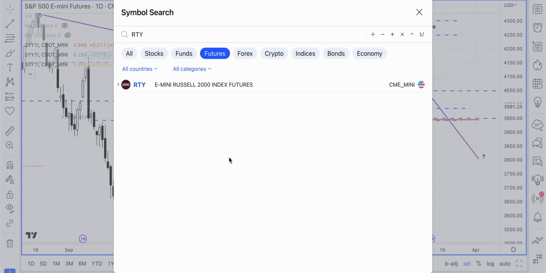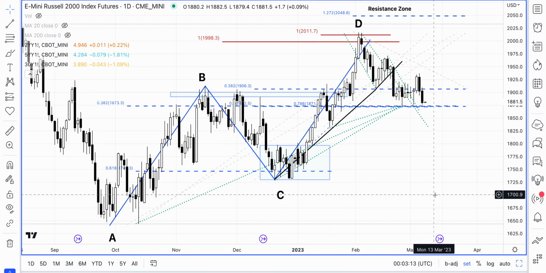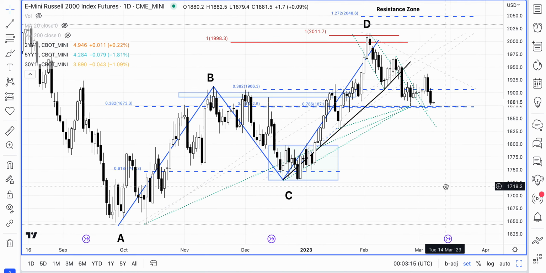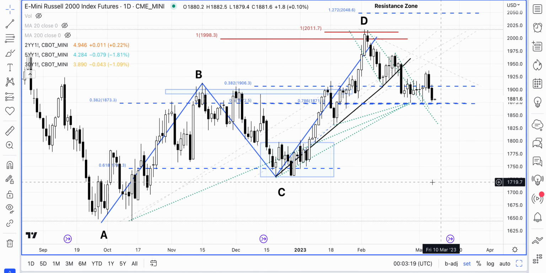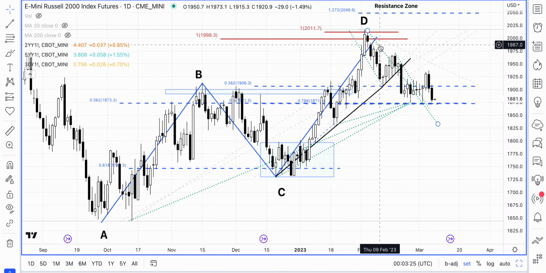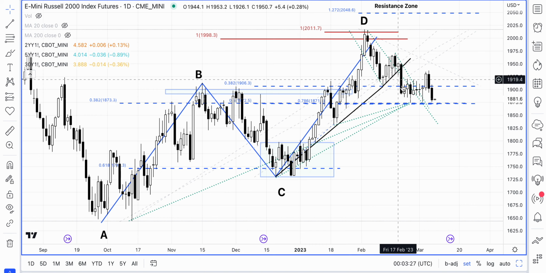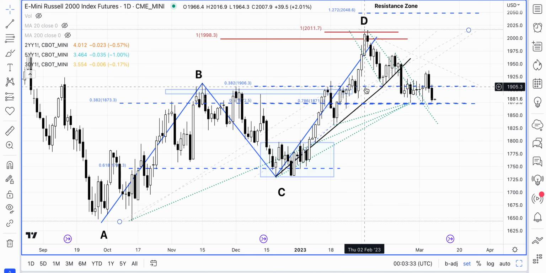Let's take a look at the Russell 2000. So this is the small caps. The small caps are actually more sensitive towards interest rates because of smaller companies, smaller operations. What we had seen is a beautiful ABCD pattern formation here, and then a pullback since the beginning of February. And remember this 2nd of February 2023.